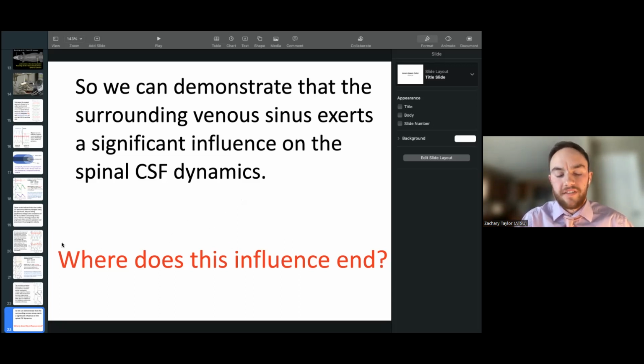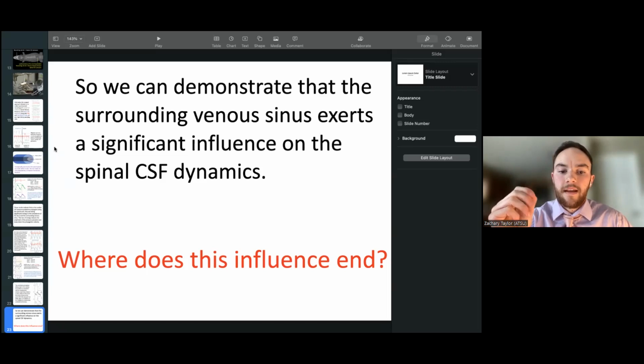But where does this influence end? Because as you'll recall, the alligator had the venous sinus, and that venous sinus actually ends at the foramen magnum, which is the bone that connects the spine to the brain, essentially. So that hole where the spinal cord goes through and attaches to the brain, that's where the venous sinus ends.